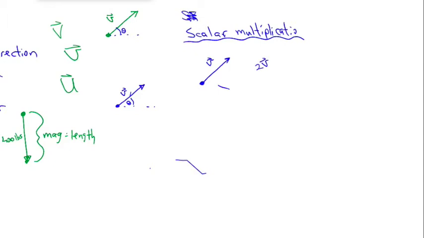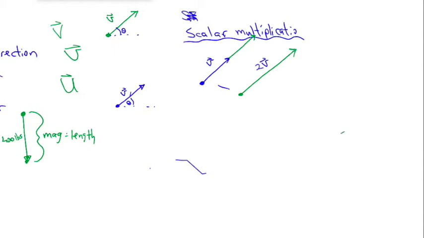Twice the size, and still pointing in the same direction. So 2v would be leave v alone and add on another v if you want. More magnitude. So this vector would be 2v, twice as long. 3v, another one, three times as long. What about a half v?